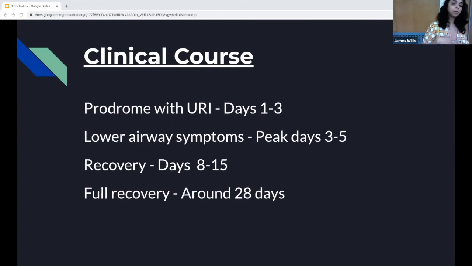For those that are hospitalized, the median length of stay was about 2 days. And obviously this course can be prolonged in patients that have pre-existing conditions or infants that are younger than 6 months.